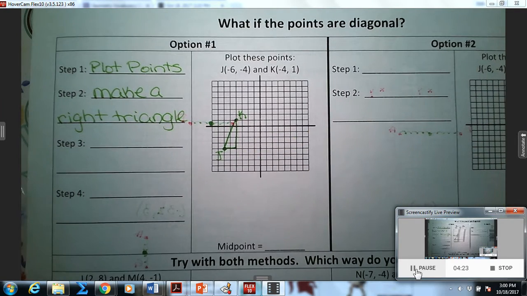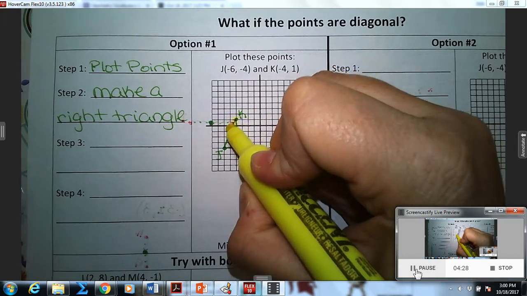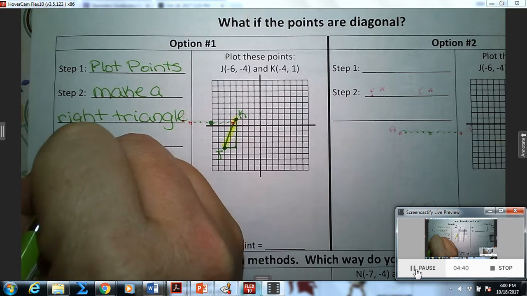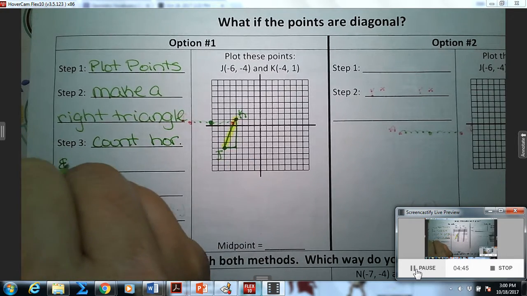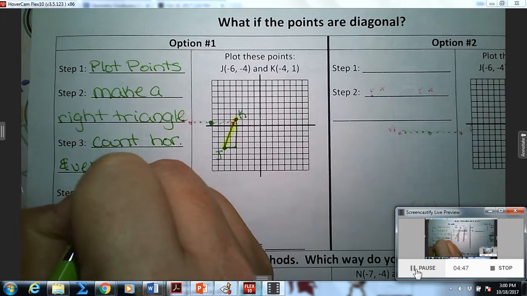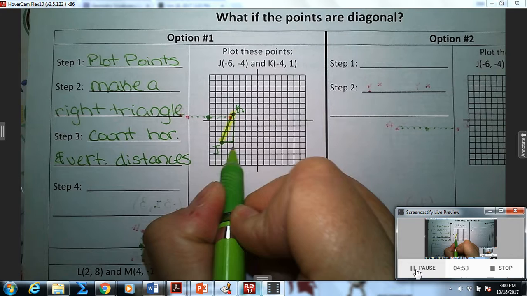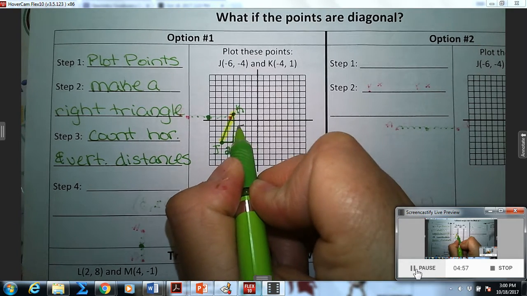Now again, we are looking for a midpoint on the diagonal line. So there's no counting when lines are diagonal. Instead, I want you to count out the horizontal and vertical distances, just like with the distance formula. Count horizontal and vertical distances. So horizontal, that's a distance of 2. Vertical, I've got 1, 2, 3, 4, 5.